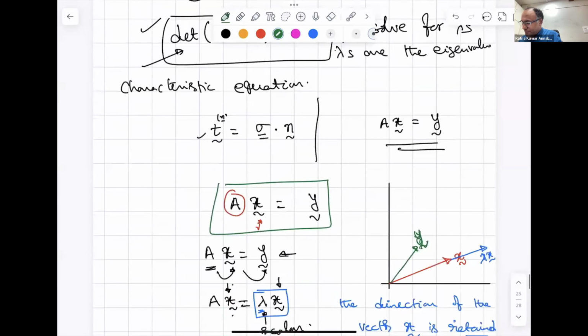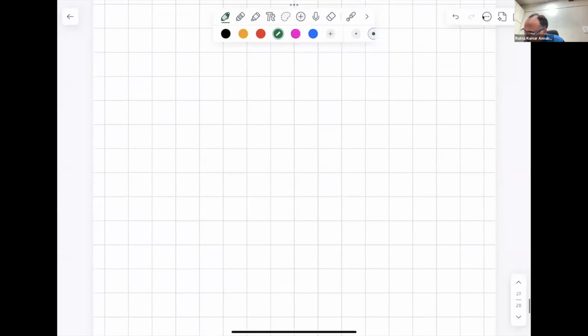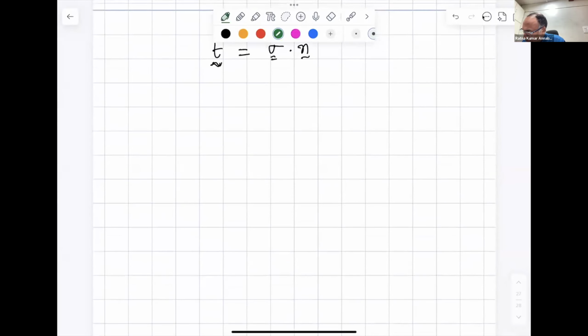So that means if on this plane the shear components, sigma 12 and sigma 13, are 0, then you have only one normal component, right? What is such a plane called? A plane on which shear stresses are 0 is called a principal plane, and the normal stress in that direction is the principal stress.